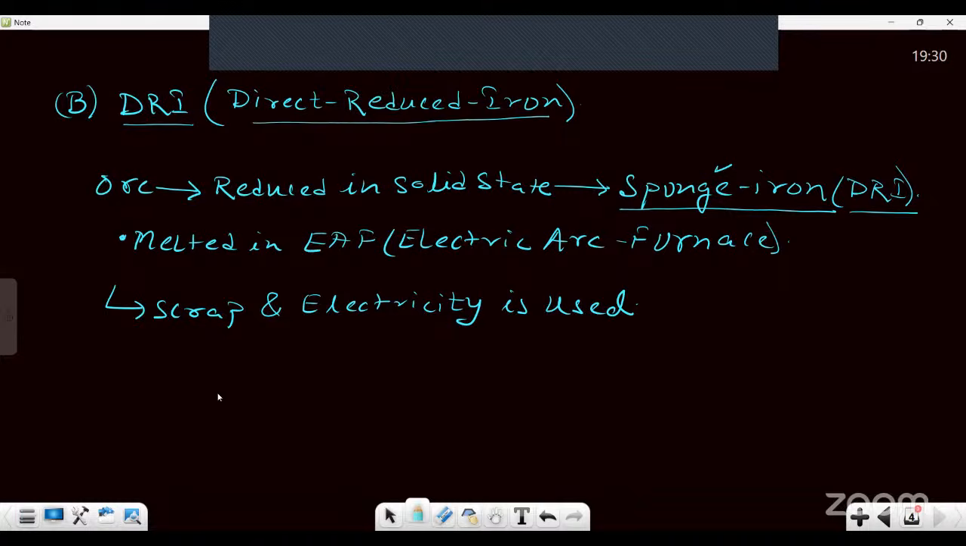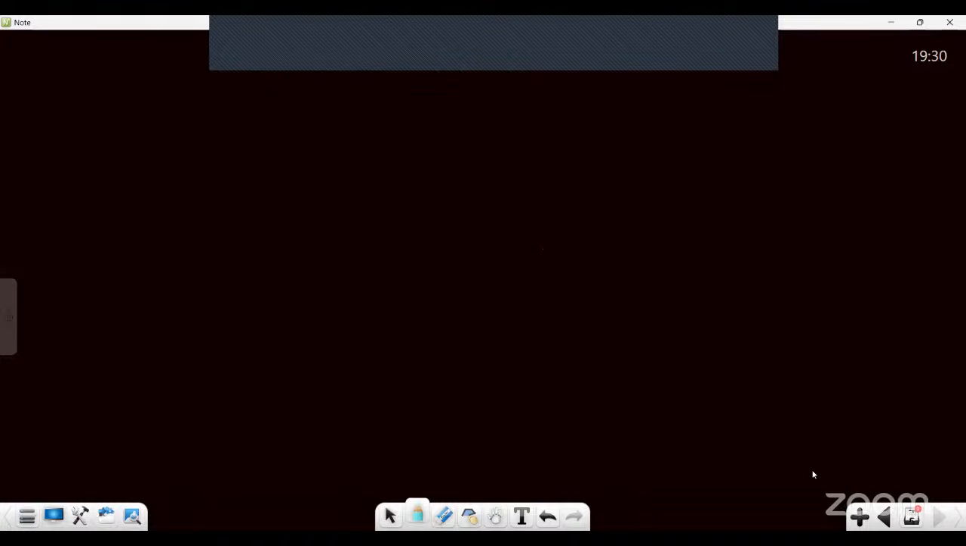Now we will be seeing some of the old steel making processes. We'll just discuss them overall and then we will start our main topic. So if I talk about the old steel making processes, the first steel making process that I should talk about is the Bessemer process.